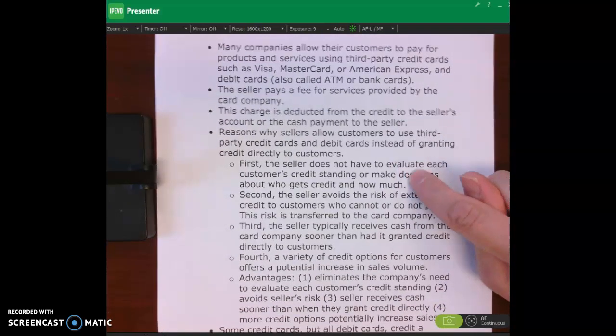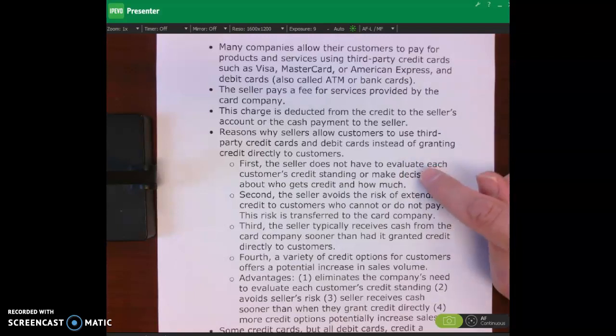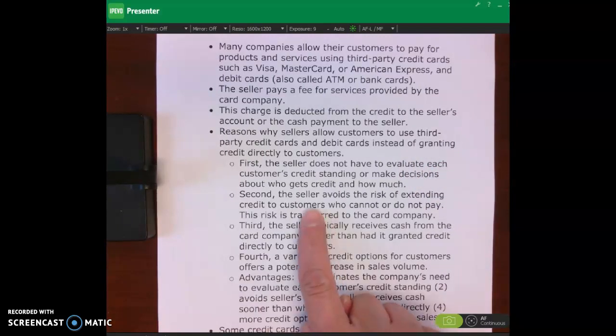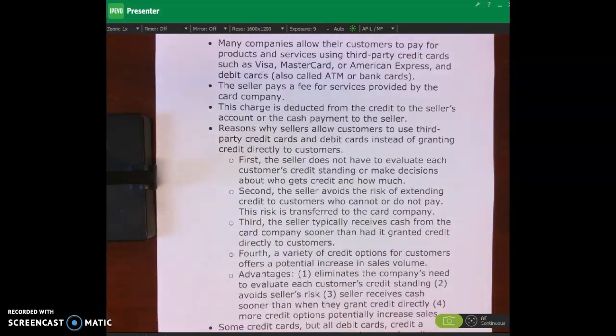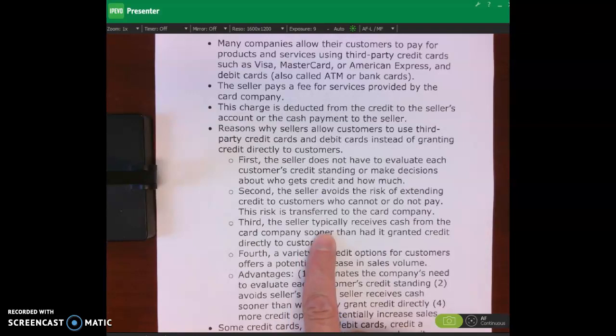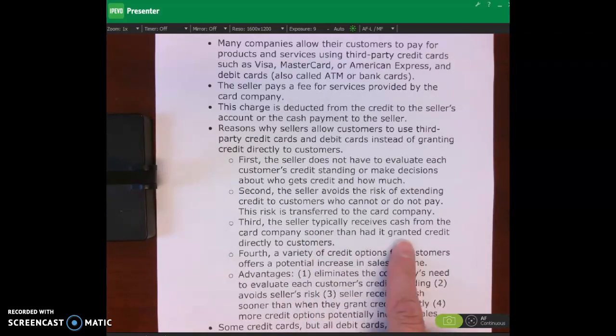So again, the seller doesn't have to evaluate each customer's credit standing, and avoids the risk of extending credit to customers who can't pay, because the restaurant gets paid by the credit card company, and then you pay the credit card. And if you don't pay the credit card, then the credit card company is going to be the one who comes talking to you. The seller, the restaurant in that case, would receive cash right away, a lot sooner than if they had extended the credit directly to the customers. And by extending credit, they can also increase their sales.